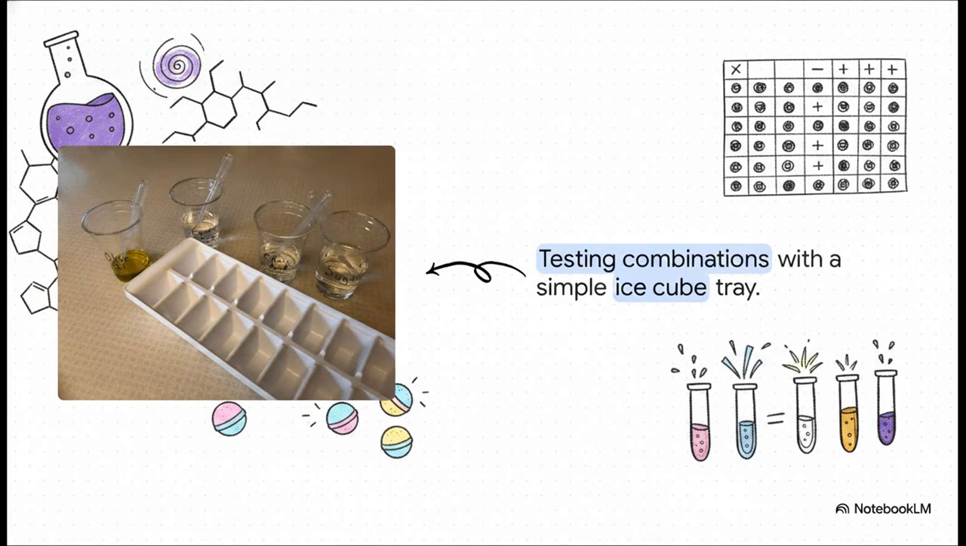To figure this out, we need to conduct an investigation to get some hard data. And you don't need a high-tech lab for this. An ordinary household ice cube tray is honestly the perfect tool for a cross-matrix combination test. By mixing water and different bath bomb ingredients in each little compartment, we can methodically test pairs against each other. It's an elegant, super organized way to isolate our variables.